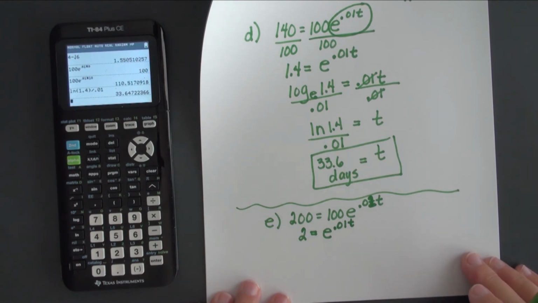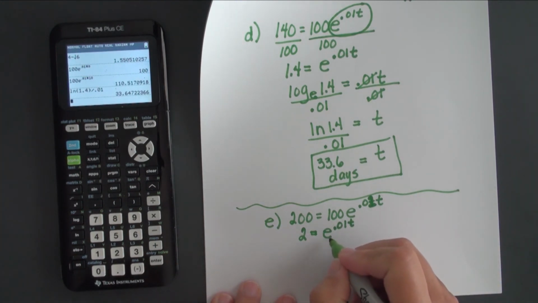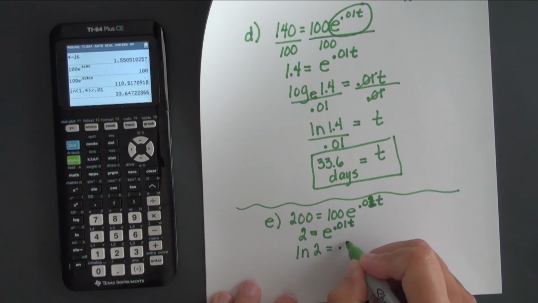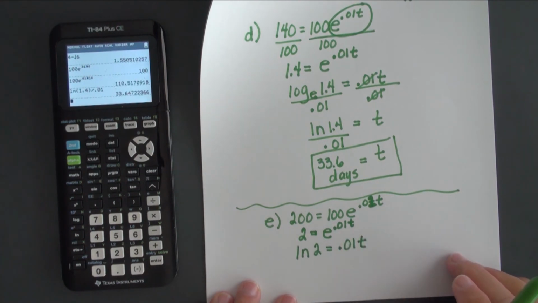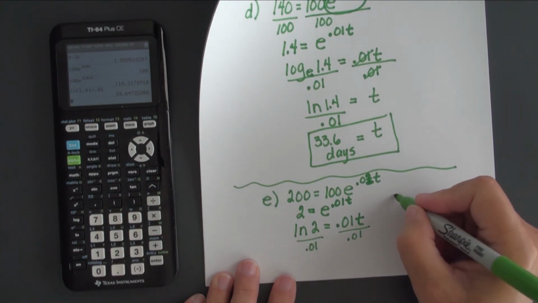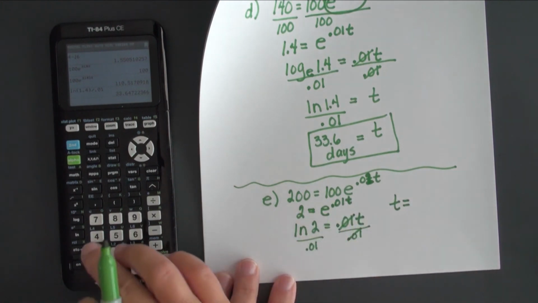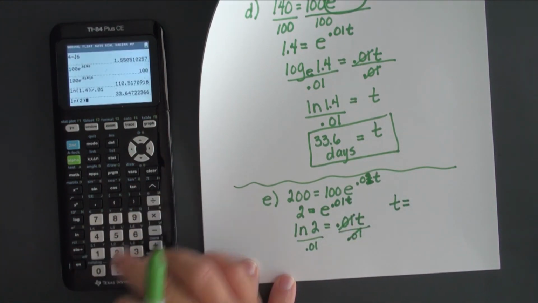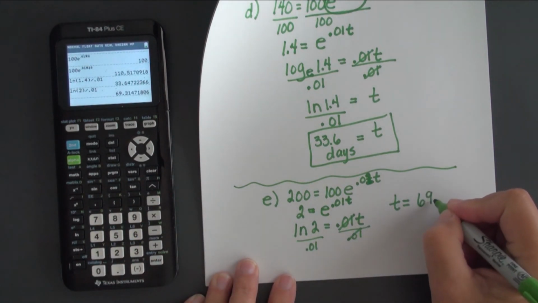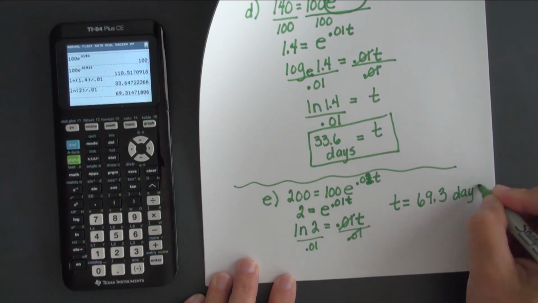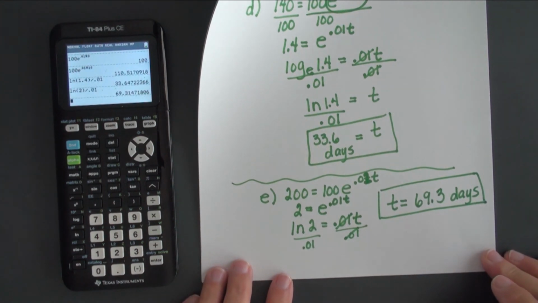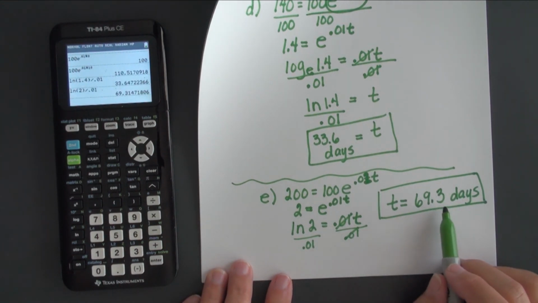Now I will write that in logarithmic form. So that would be the log base e, which is natural log, of 2 equals 0.01 t, and then divide by 0.01. And t equals natural log of 2 divided by 0.01, which is about 69.3 days. So it takes 69.3 days for the population to double, and that will happen every 69.3 days.